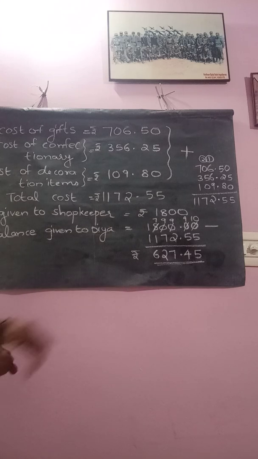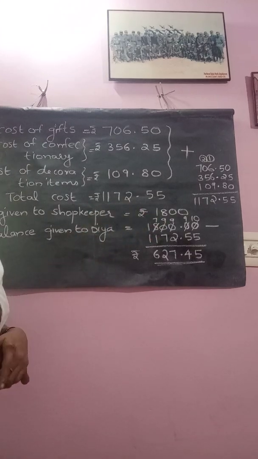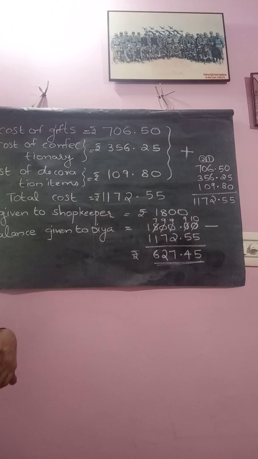Okay, but in that question, instead of giving this much rupees, Diya gave him how much rupees? 1800 rupees. She gave 1800 rupees to the shopkeeper. So surely she should have some balance, isn't it? So what is the balance given to Diya by the shopkeeper? How to calculate the same?